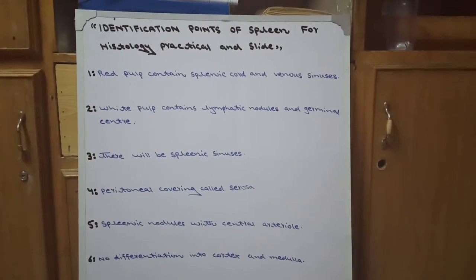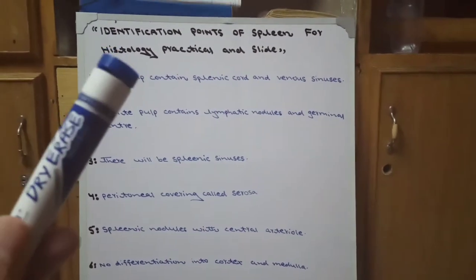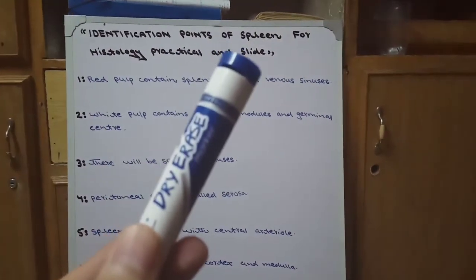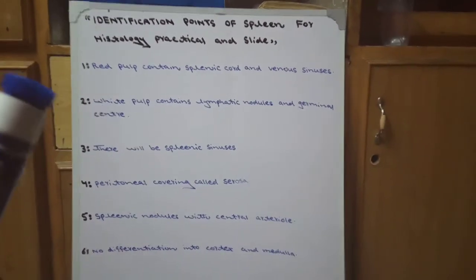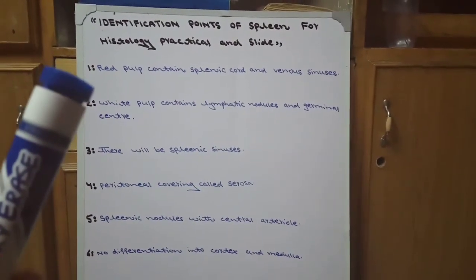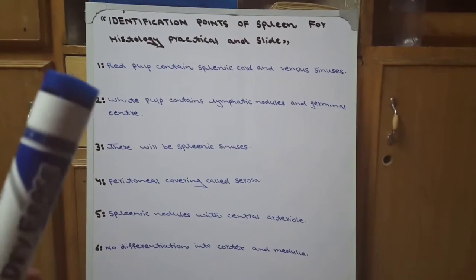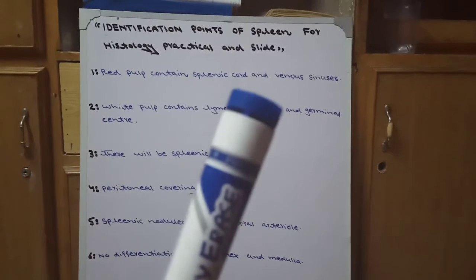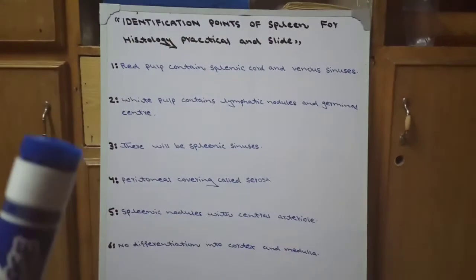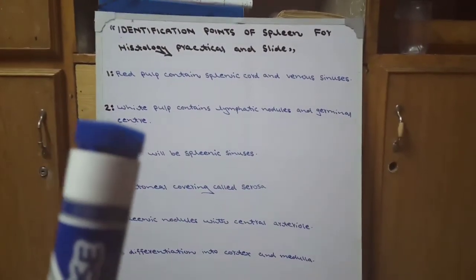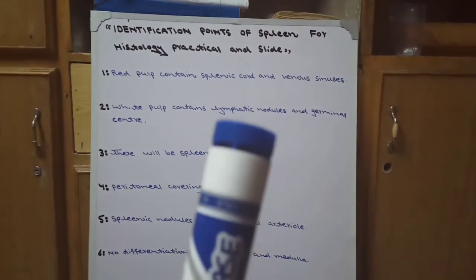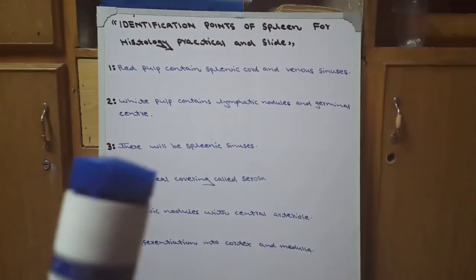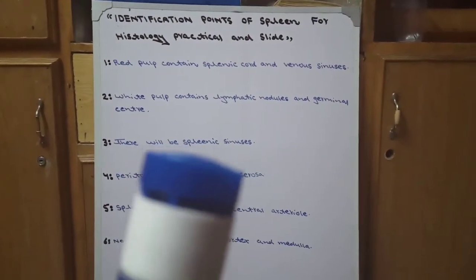Today our topic is related to histology: identification points of spleen for histology, practical and slide. There are 6 identification points of spleen for histology, practical and slide. Number 1 is red pulp contains splenic cord and venous sinuses. The second identification point is white pulp contains lymphatic nodule and germinal center. The third is there will be splenic sinuses.